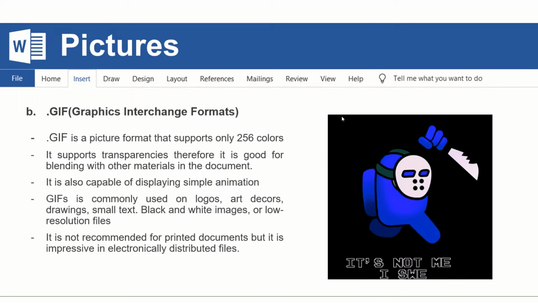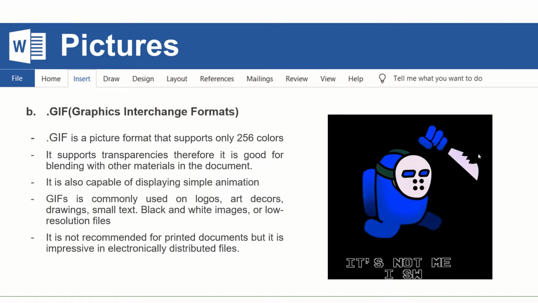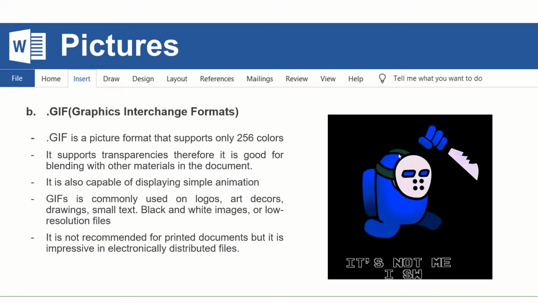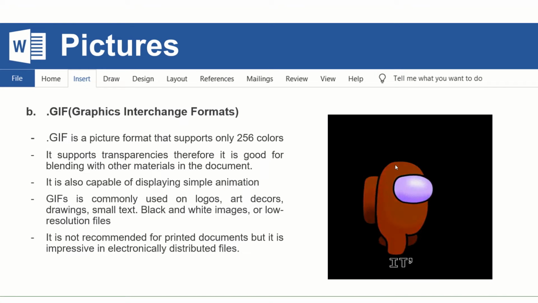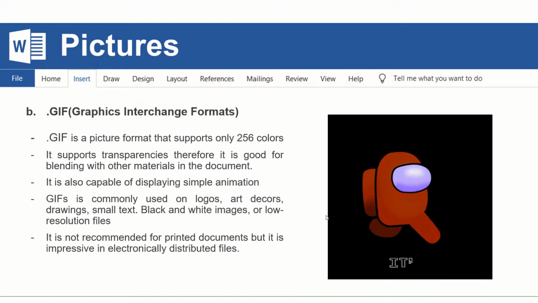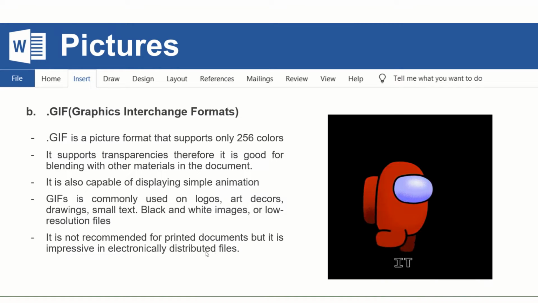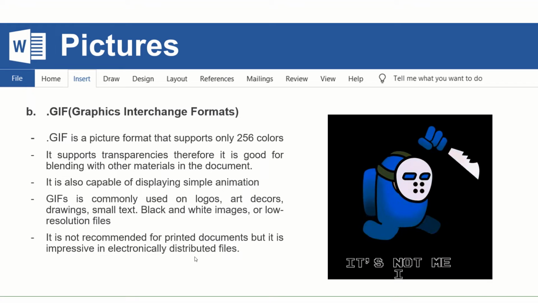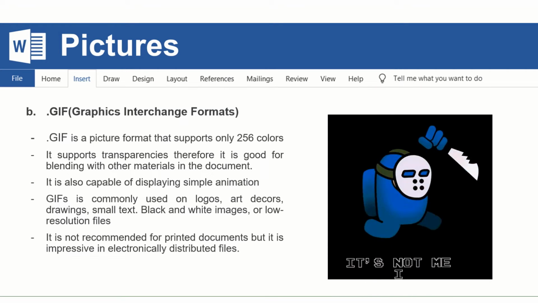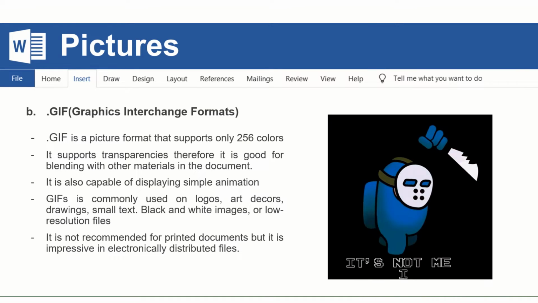For example, these GIF files I inserted here cannot be supported when you print the file because this animation will not be supported by paper. So GIF is best used when you are going to distribute the file online, if the consumers of those documents are going to access the information electronically, so not by printed media.